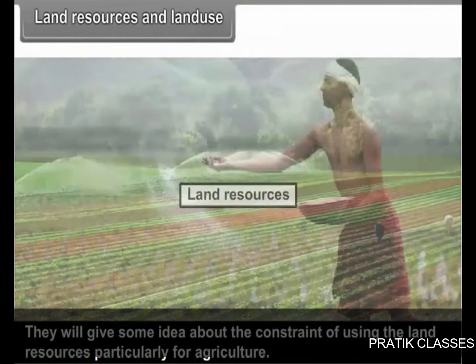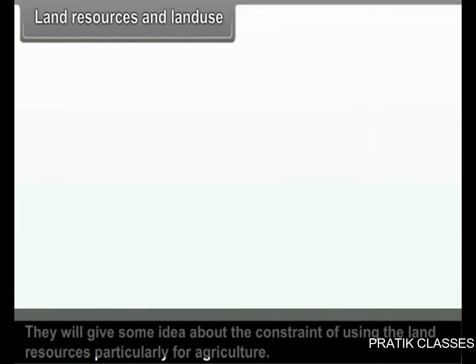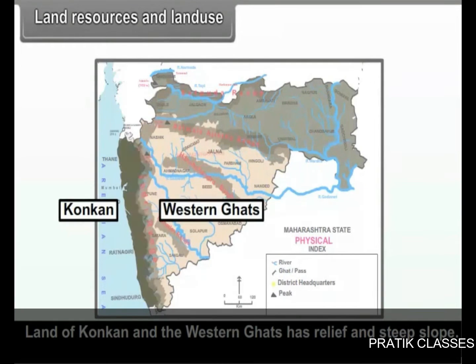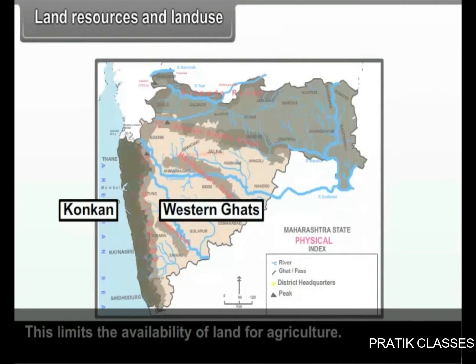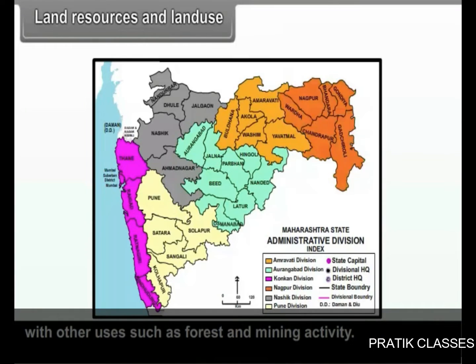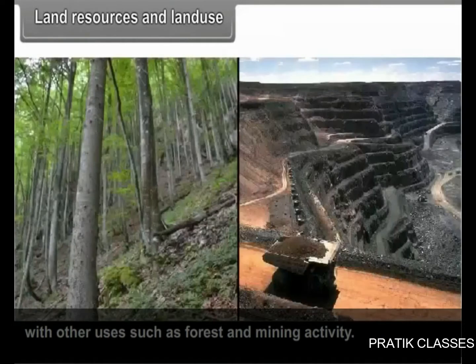Land of Konkan and the Western Ghats has high relief and steep slope. This limits the availability of land for agriculture. In the eastern parts of the state, the availability of land for agriculture is less because of the competition with other uses such as forest and mining activity.